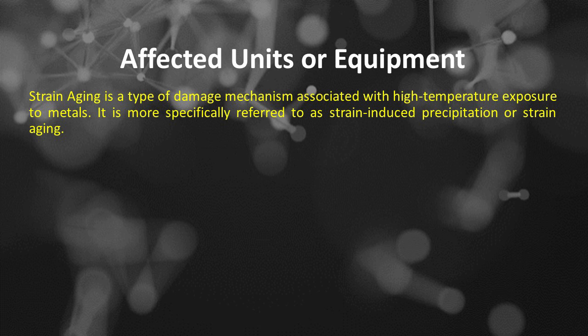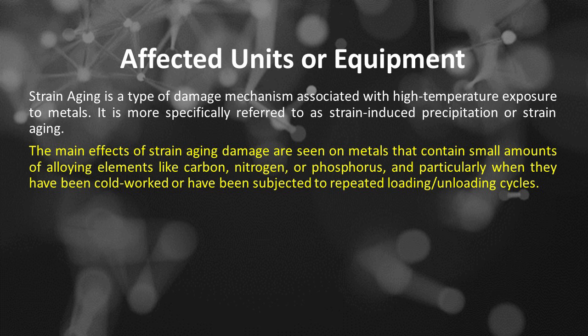It is more specifically referred to as strain-induced precipitation or strain aging. The main effects of strain aging damage are seen on metals that contain small amounts of alloying elements like carbon, nitrogen, or phosphorus, and particularly when they have been cold-worked or have been subjected to repeated loading/unloading cycles.